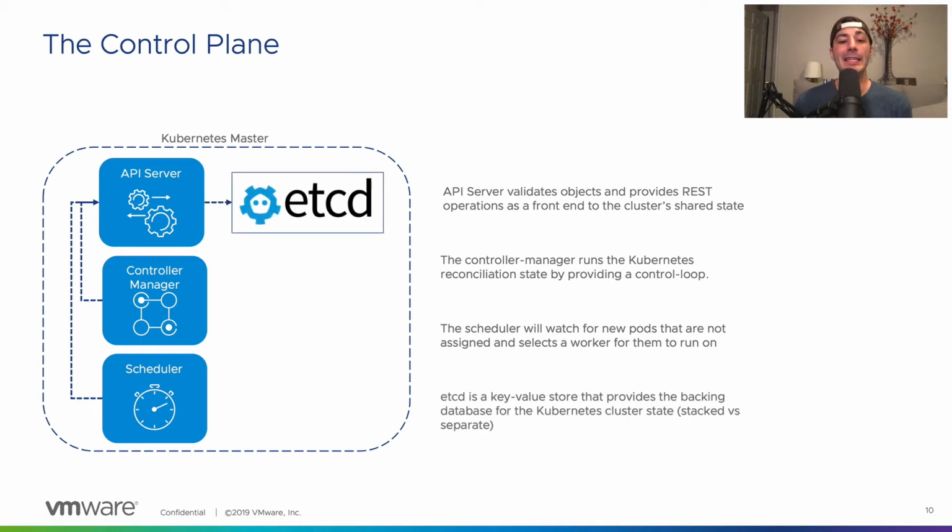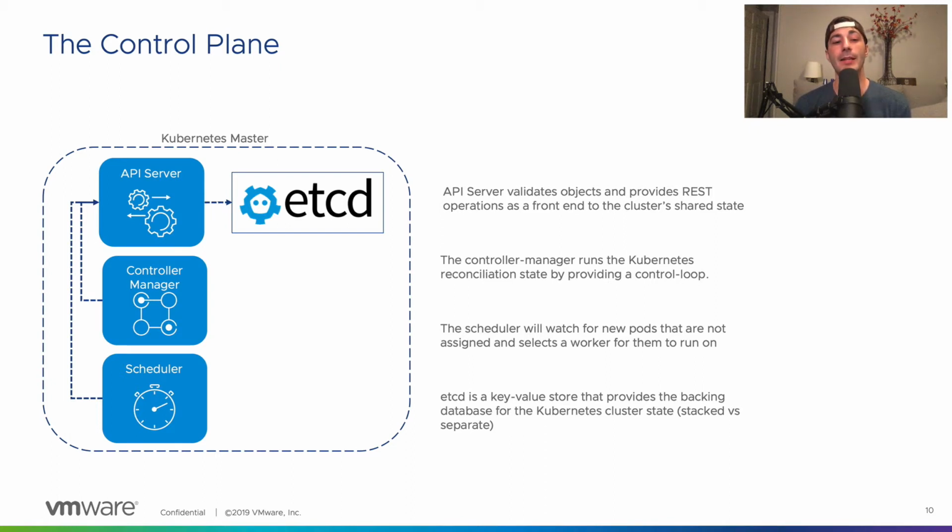Last is the etcd database. This is our key value store. This is analogous to what you would have as the SQL backend for the vSphere infrastructure. And what this is going to be doing is holding the state of the cluster in itself. And this can be deployed in a stacked or separate deployment. For all intents and purposes, we're going to see stacked as the most common thing.